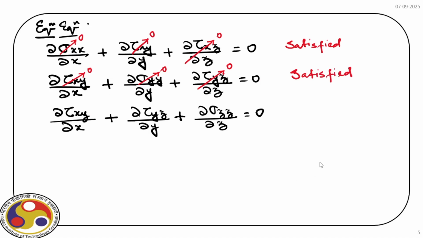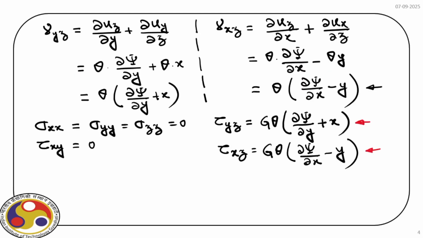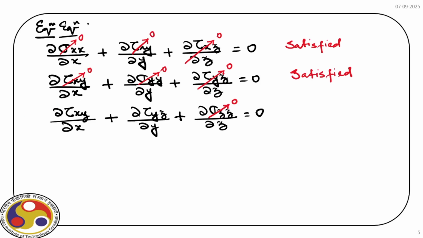Now, what about the third equilibrium equation? Sigma zz is 0, but the remaining two components, tau xz and tau yz, are non-zero. If you look at the expression, tau xz is here. So, we can differentiate this expression with respect to x because we have the psi function, which is a function of x and y. Similarly, tau yz, we can differentiate with respect to y, and then we can see the condition that we get.